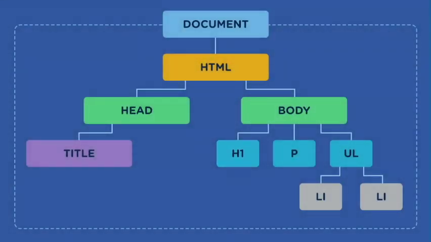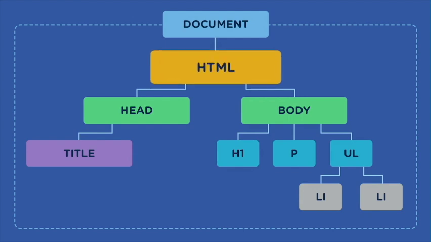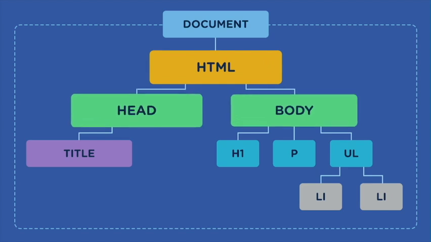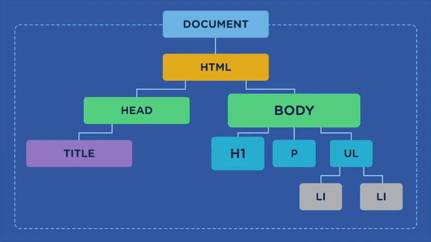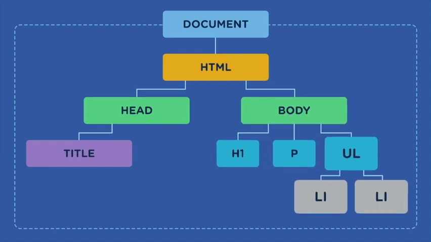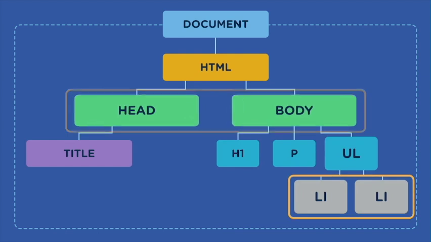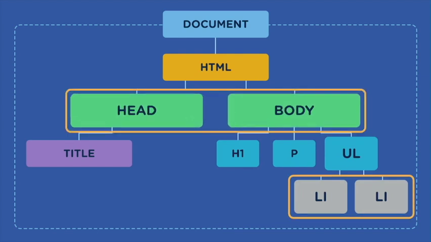In fact, developers describe the relationship between DOM nodes in family-like terms. The HTML element is the root node of the tree and is the parent of the head and body nodes. The body is the parent of the H1, P, and UL nodes. The LI nodes are all children of the UL node, and the LI nodes are siblings of each other, just like the head and body are siblings.